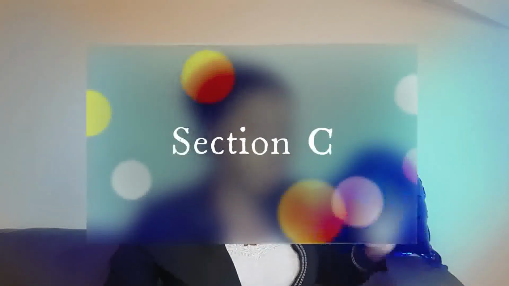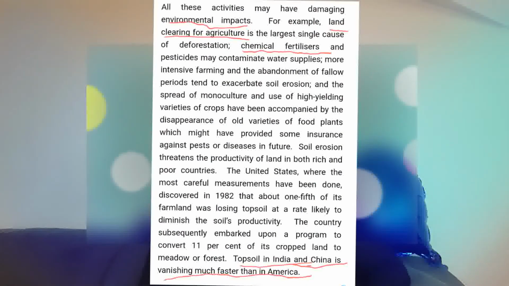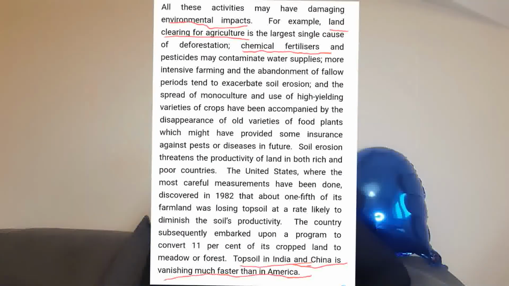You read it clearly. Then the section C says, all these activities may have damaging environmental impacts. For example, impacts, environment. Can you see what I'm saying? For example, land clearing for agriculture is the largest single cause of deforestation. Chemical fertilizers and pesticides may contaminate water supplies. More intensive farming and the abandonment of fallow periods tend to exacerbate soil erosion.